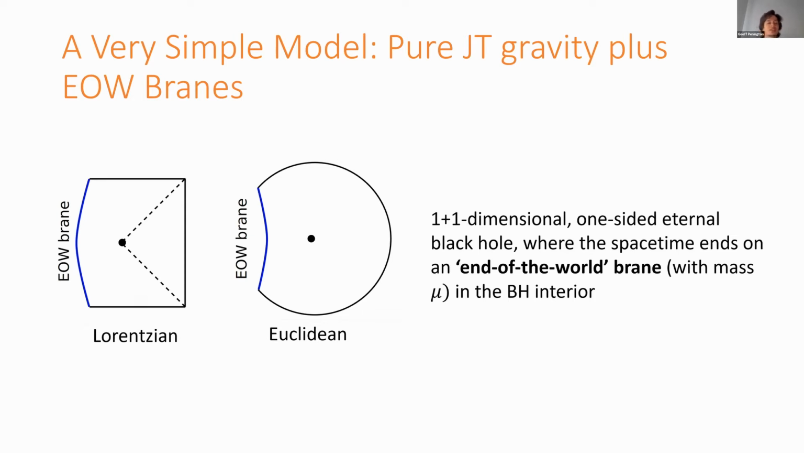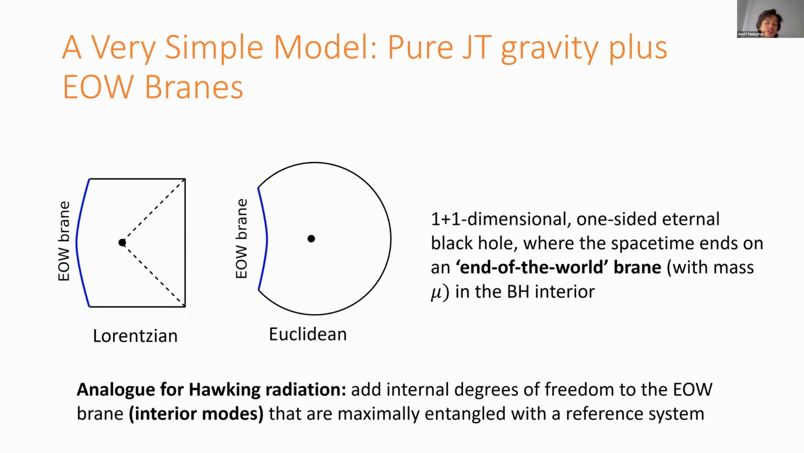Okay, so now we need some analog of Hawking radiation to actually create an information paradox. So one way you could do that is just add some matter fields to this 2D model. But even that's kind of annoying. You have to deal with quantum field theory and so on. There's an even simpler way. You're just going to add internal degrees of freedom that are just going to sit on the end of the world brane. These are degrees of freedom in the interior of the black hole. There are interior modes. And then we're going to maximally entangle them with some external quantum mechanical reference system.